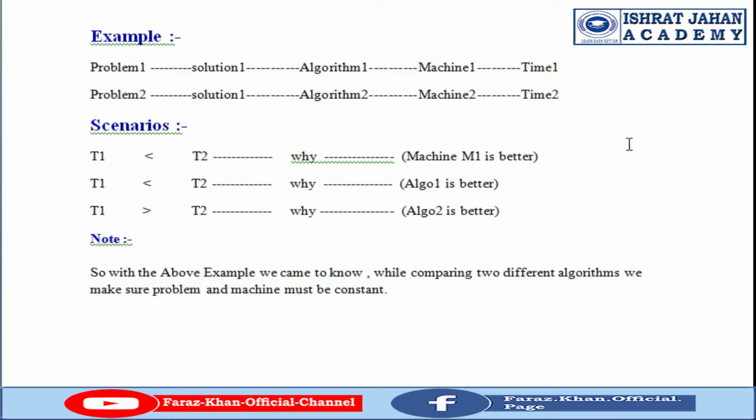Which means I will have a problem. To solve that problem, I will apply some algorithm. And to execute that algorithm, I must have some computational device or machine. And obviously, when I execute that algorithm on a computational device, I will end up with some computational time. So we call it time number one. Suppose we have problem number two, and we could have a solution of that problem.